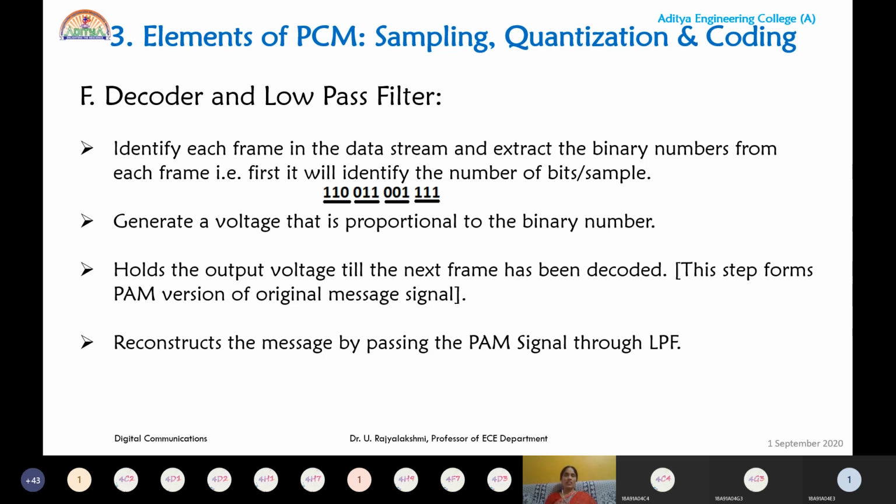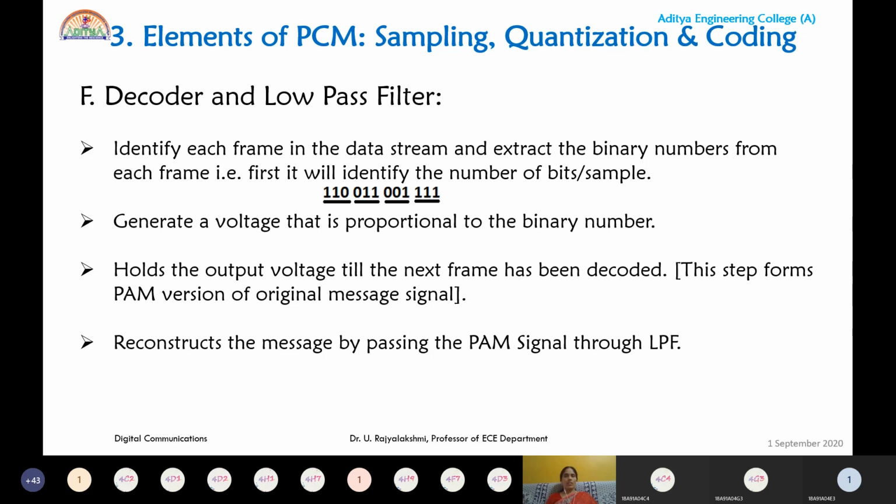So like that you can generate a PAM signal. The decoder directly converts the PCM signal into a PAM signal. Now that PAM signal is applied to the low pass filter for reconstruction of the analog signal. This slide shows the step by step representation of the earlier figure shown in the past slide. Finally, up to this we can conclude that we have completed all the elements of PCM.